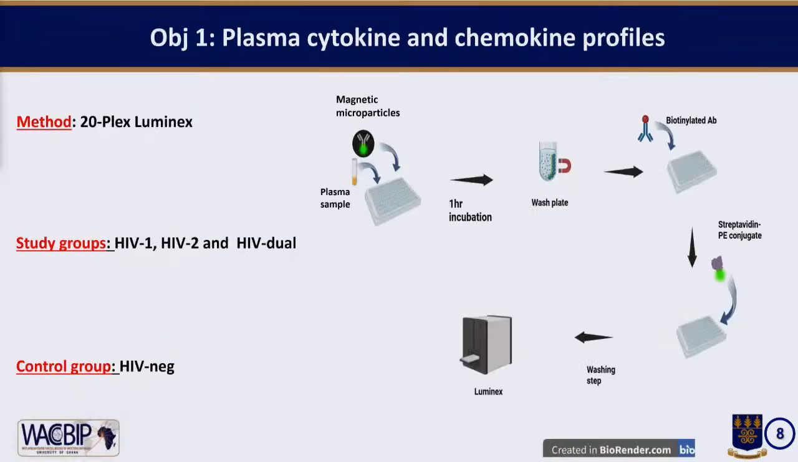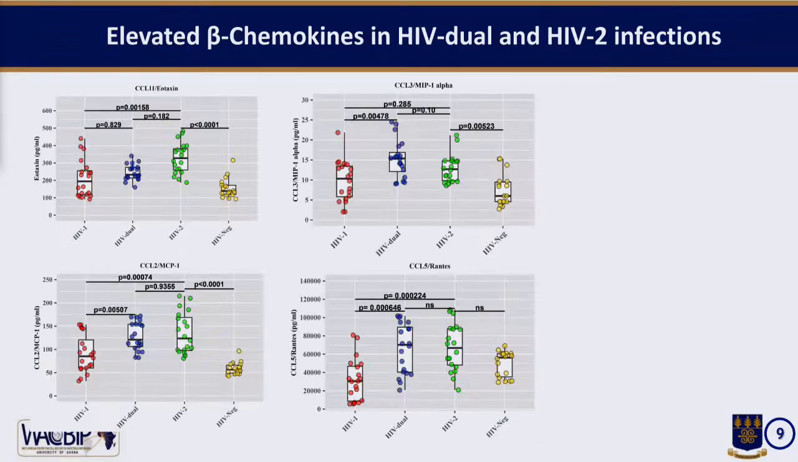So moving forward, our first objective was to look at the cytokine levels in the plasma of these individuals, and we used a 20-plex Luminex assay to do that. What we saw was that there was a general increase in the levels of beta chemokines in HIV dual infection as well as HIV type 2 infections.